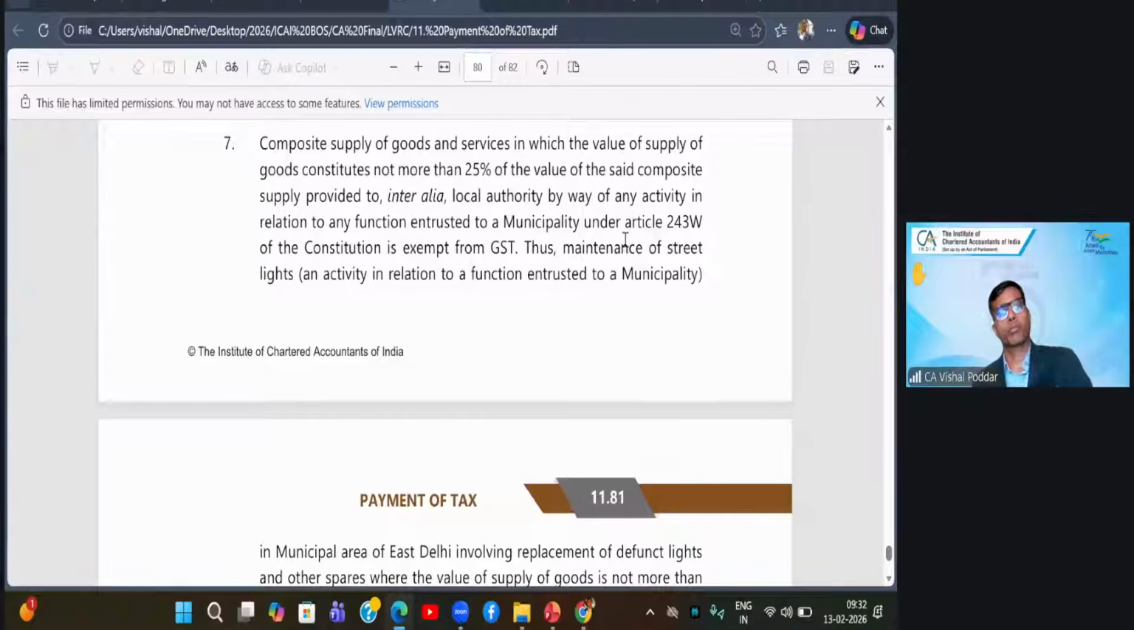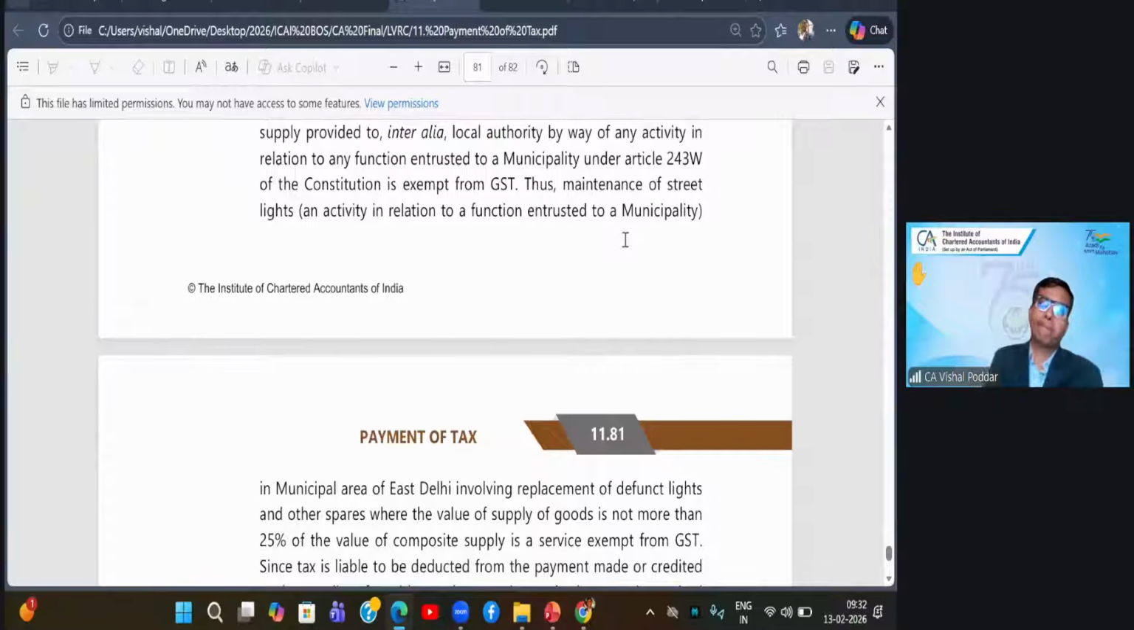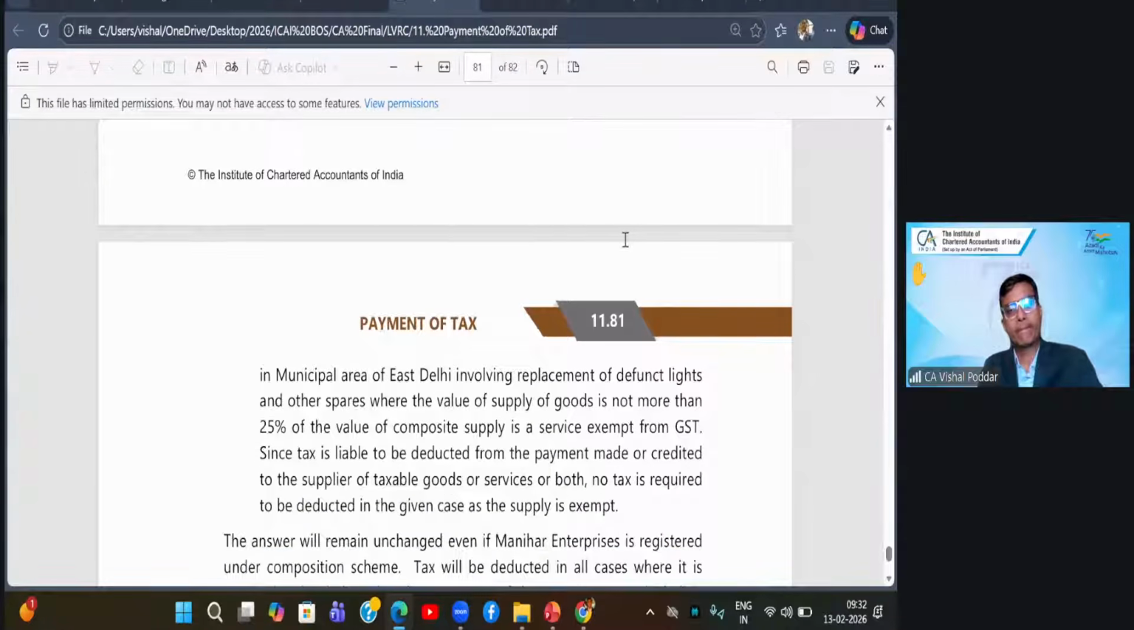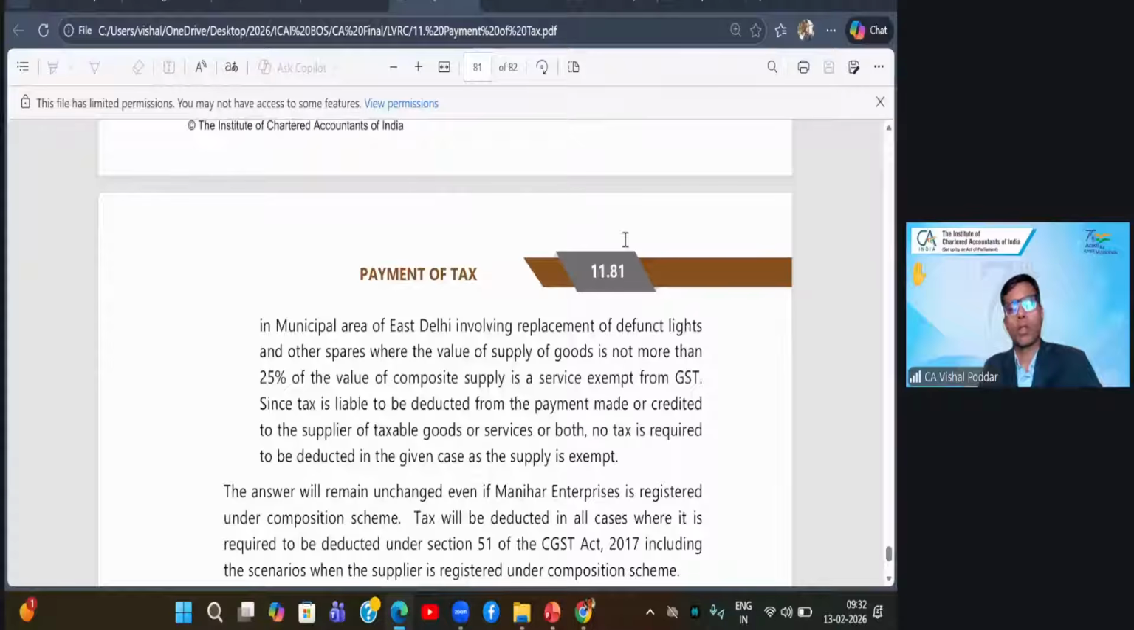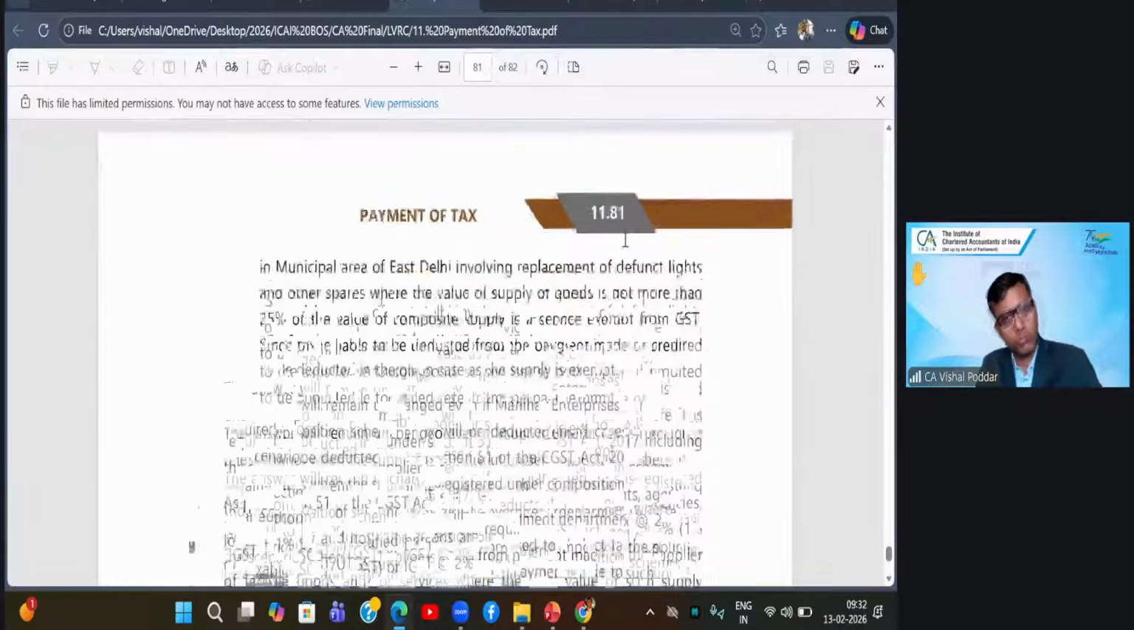Thus, maintenance of street lights, an activity in relation to a function entrusted to a municipality in the municipal area of East Delhi, involving replacement of defunct lights and other spares where the value of supply of goods is not more than 25% of the value of composite supply, is a service exempt from GST. Since tax is liable to be deducted from the payment made or credited to the supplier of taxable goods or services or both, no tax is required to be deducted in the given case as the supply is exempt.